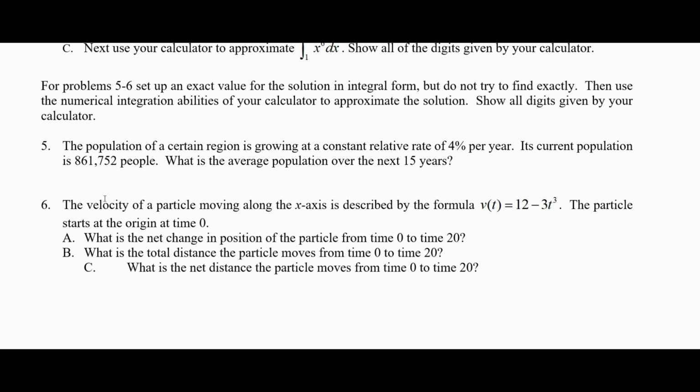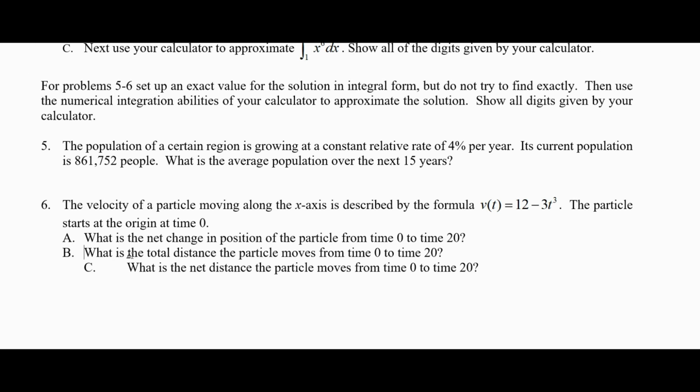For problems 5 to 6, set up an exact value for the solution in integral form, but don't try to find it exactly. Then use the numerical integration capabilities of your calculator to approximate the solution. Show all the digits given by your calculator. Number 5, the population of a certain region is growing at a constant relative rate of 4% per year. Note that's a relative rate, not a continuous rate. Its current population is 861,752 people. What is the average population for the next 15 years?